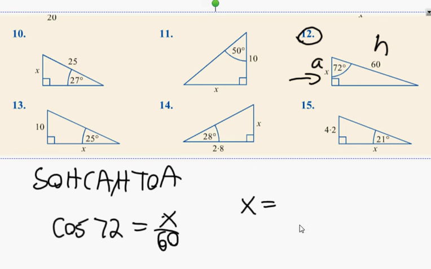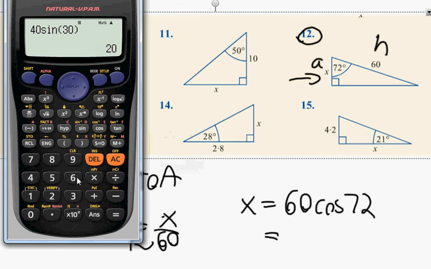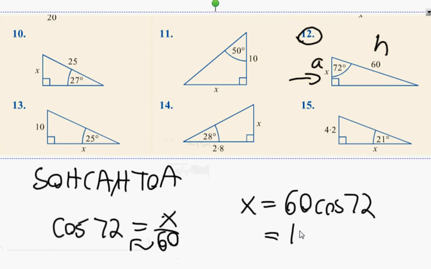Where's the 60 go? Alright, 60 cos 72, anybody? Is it 90? 19. Okay. 18.54. Is it one or two decimal places do you want it? It's two decimal places, so Ben rounds it off to the nearest number like you're meant to do in the last chapter, but two decimal places for these questions, 18.54.